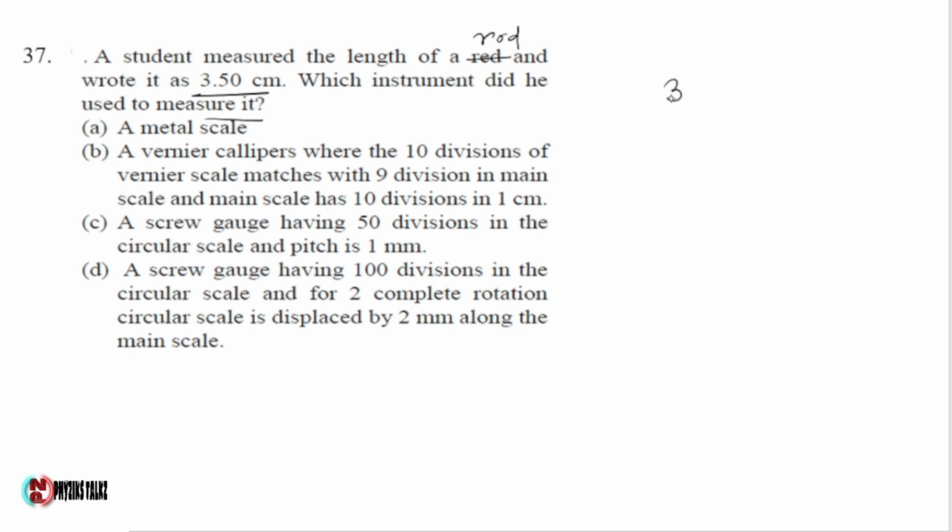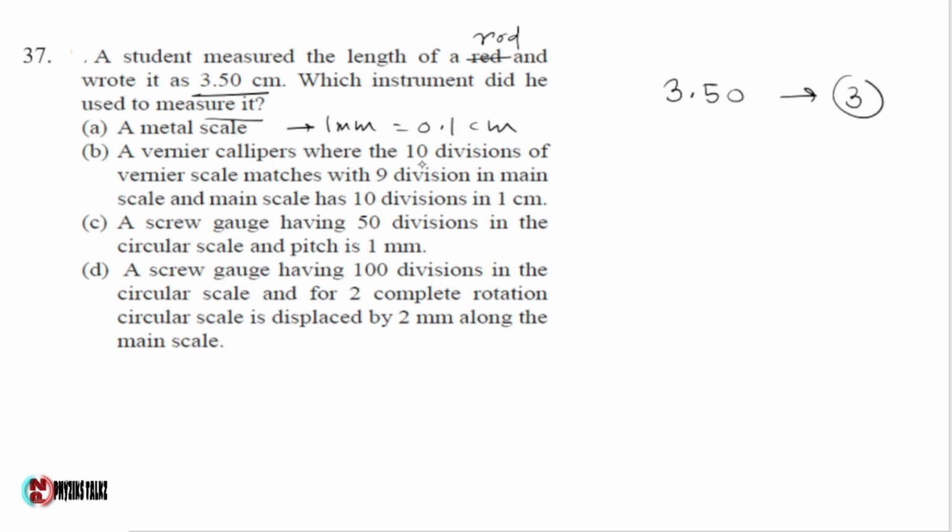Now 3.50 has 3 significant digits. So the instrument which has the least count up to 3 significant digits, which can measure up to 3 digits, is most accurate. Now for a metal scale, least count is 1 millimeter or 0.1 centimeter. So it can measure up to 1 decimal place after the point.